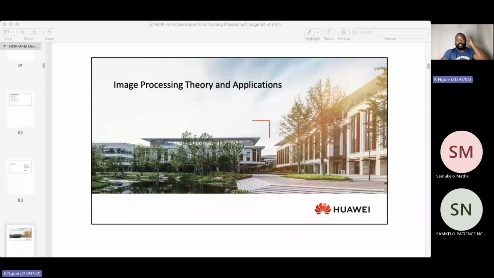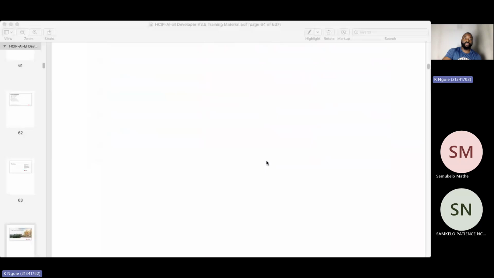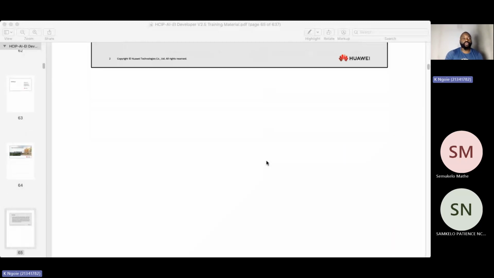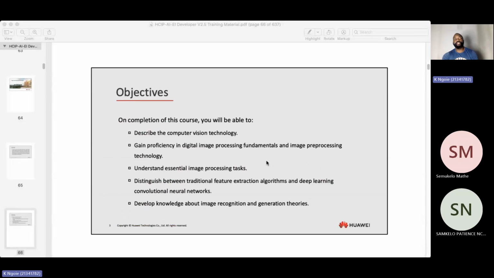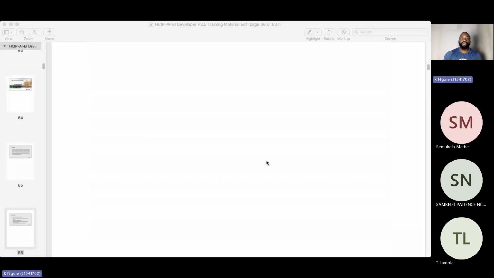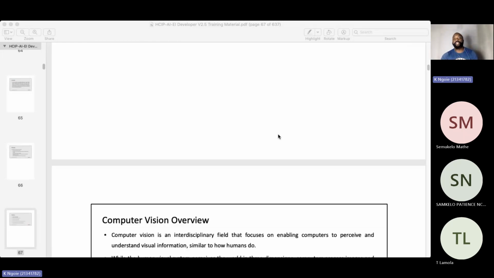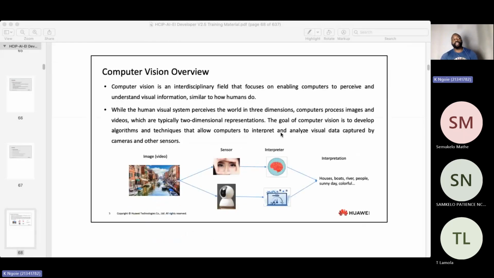All right, when we talk about image processing, when we're dealing with any AI tool that has to do with images, that part is called computer vision. So computer vision is a part of AI that is focused on images, analyzing all the images and creating AI tools that have to do with images, right?